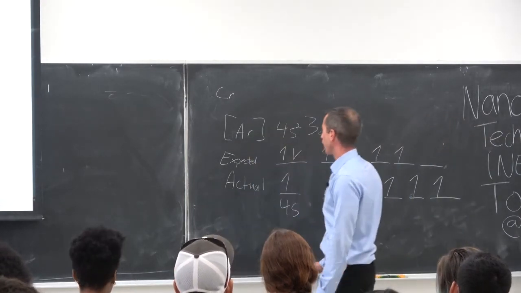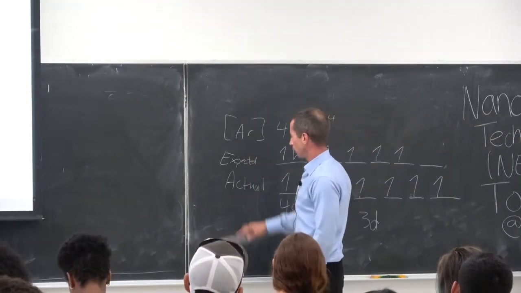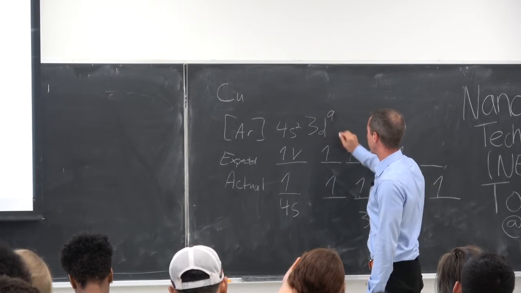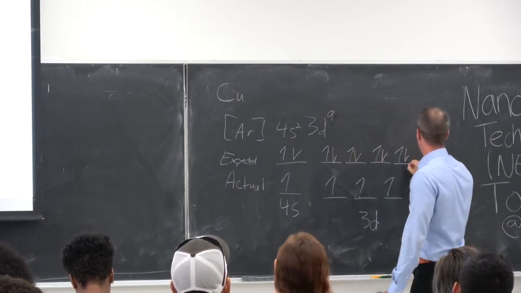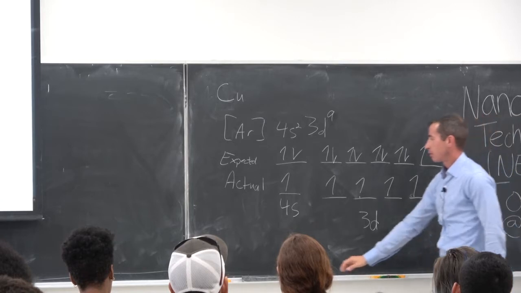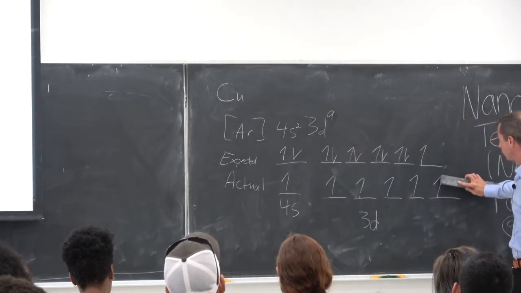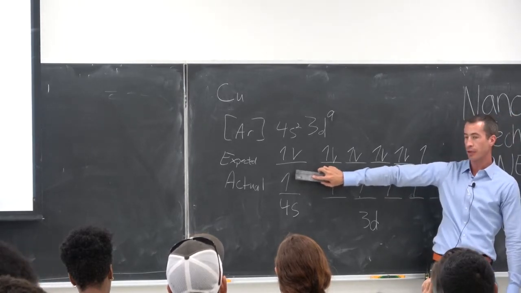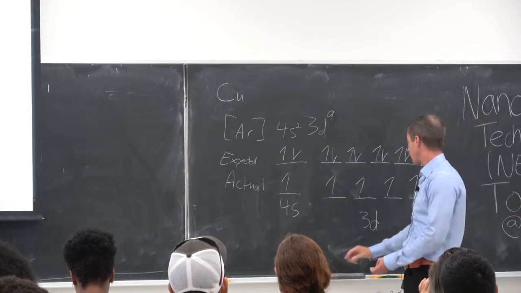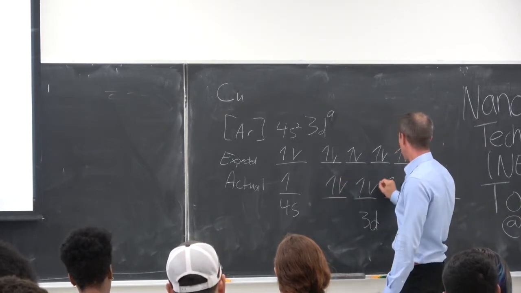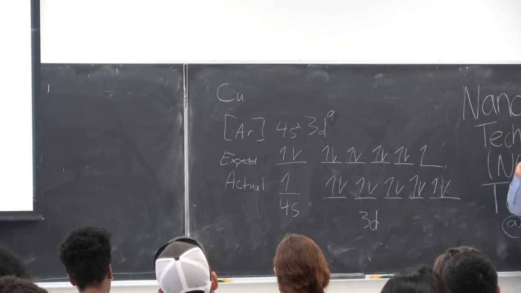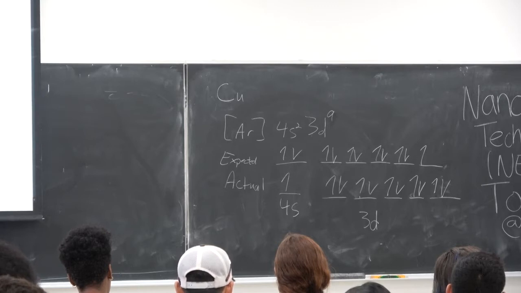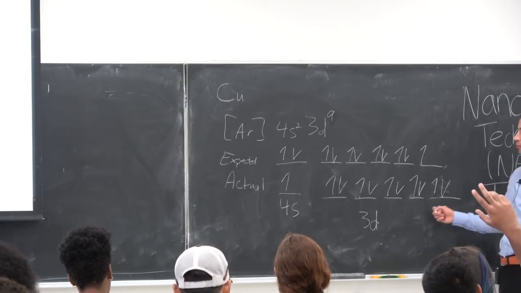So let's look at another kind of example. Let's look at copper. So copper would be 3d9. So this is what it is if you just were to write it as it's written on the periodic table, right? But what copper actually ends up doing is, again, moving a 4s over, so the 3d is completely filled. And so it has a 3d10 configuration, 4s1.